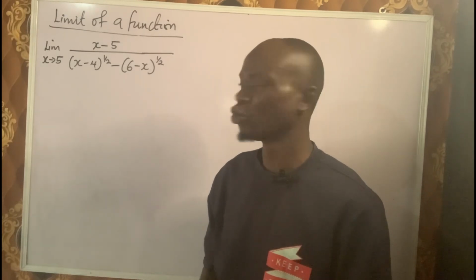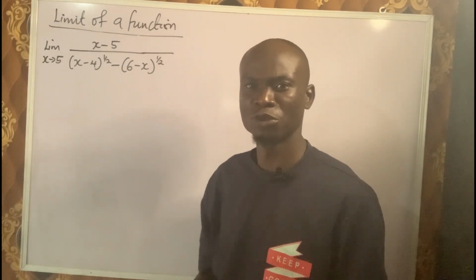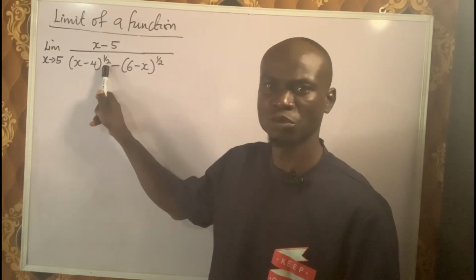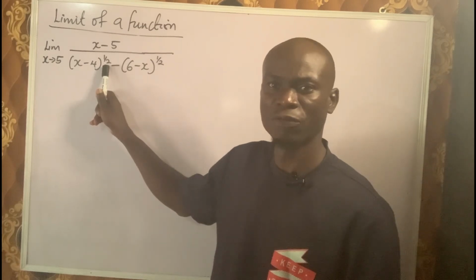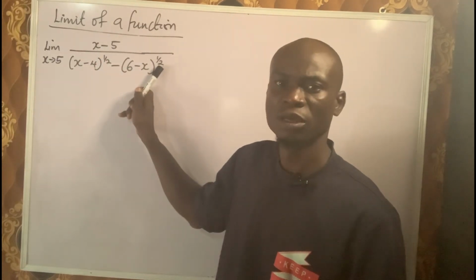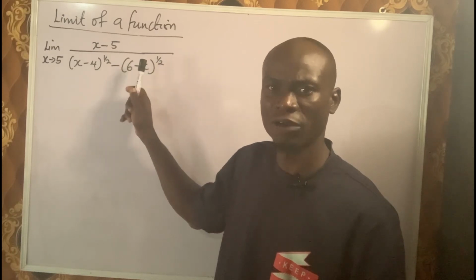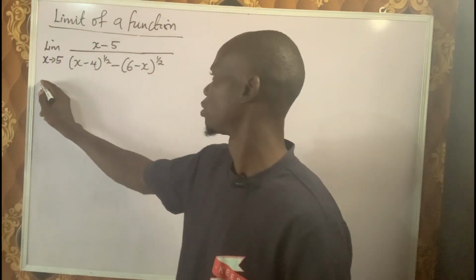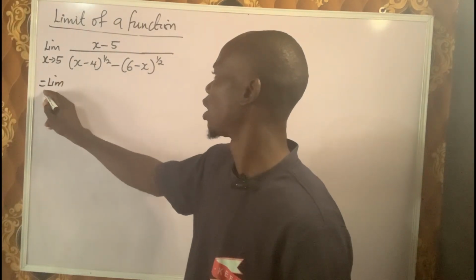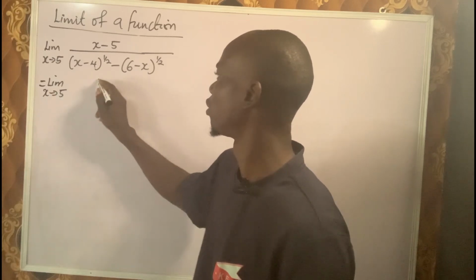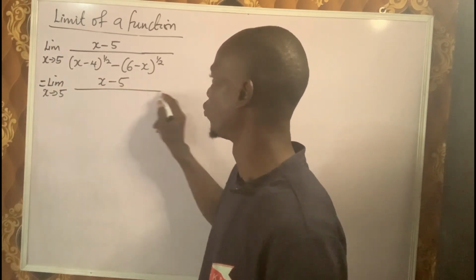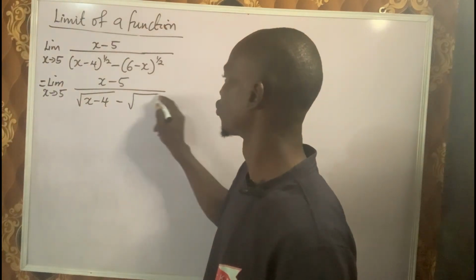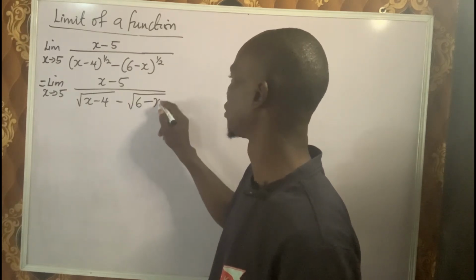If you look at the board, it doesn't exactly have square roots. But if you are familiar with indices, you will see a power of 1 over 2. And when there is a power of half on both of the terms, you can change that power of half to square roots, because that's one of the laws of indices. So if I do that, we're going to have the limit as x tends to 5 of x minus 5 over square root of x minus 4 minus square root of 6 minus x.